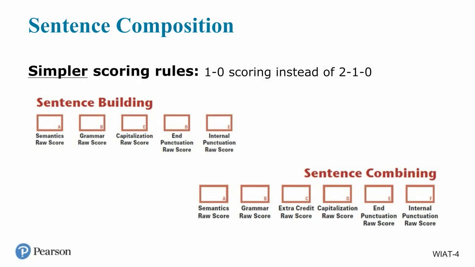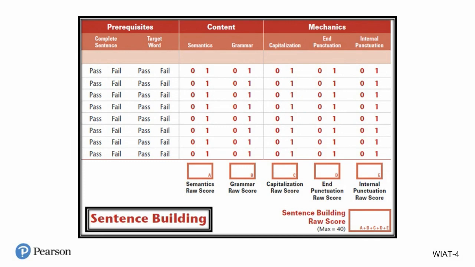The sentence composition subtest includes sentence building and sentence combining. The scoring rules are simpler compared to the WIAT-III. Scoring for both sentence building and sentence combining considers semantics, grammar, and mechanics. Sentence building requires the examinee to write a complete sentence using a specific target word. The task includes 8 target words. The sentences are evaluated for content, semantics, and grammar, and for mechanics, capitalization, end punctuation, and internal punctuation. Each sentence is scored 1 or 0 for each of the 5 areas.